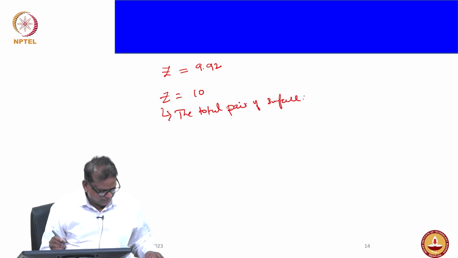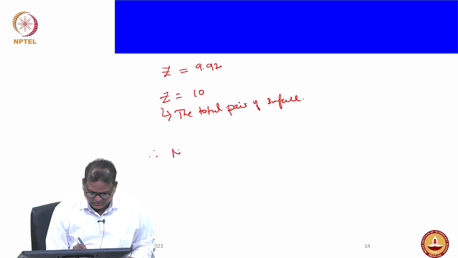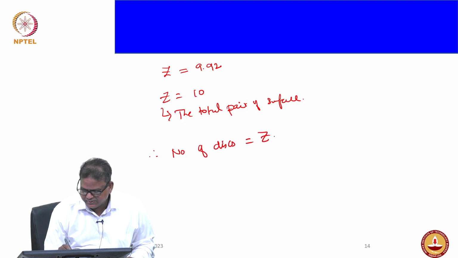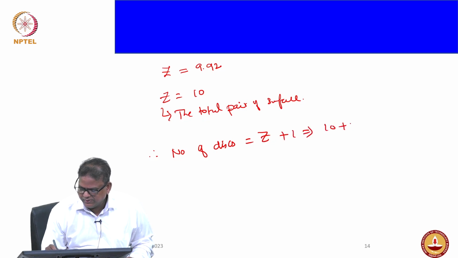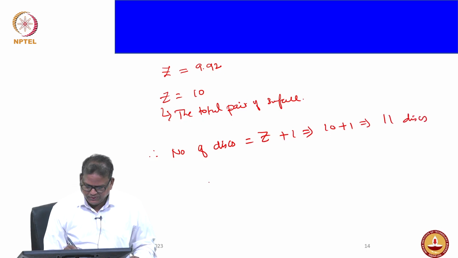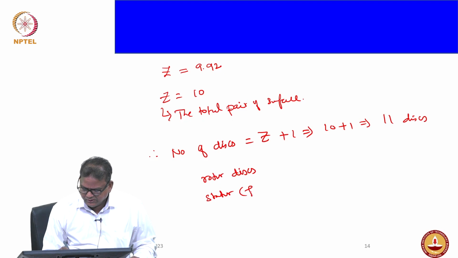So in fact, if you want to understand the number of disks, z plus 1, that is what we said. So it will be 11 disks you have. So how many rotor disks, how many stator or frictional disks, that is the question.